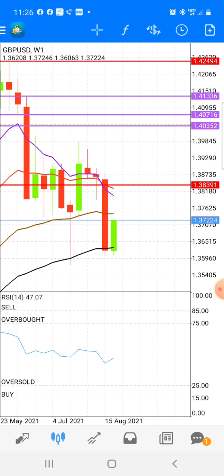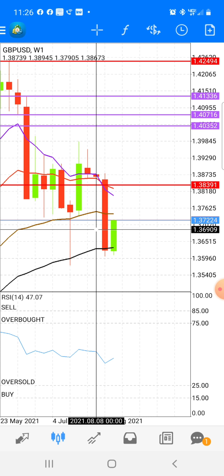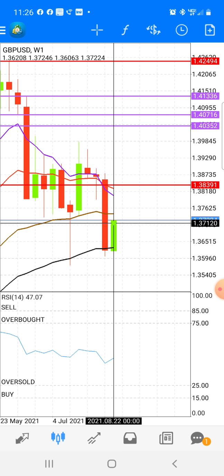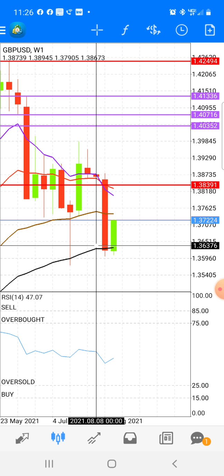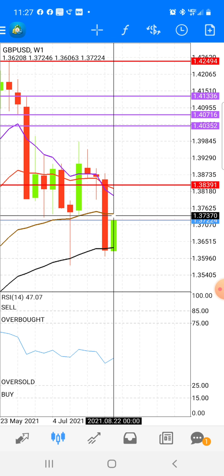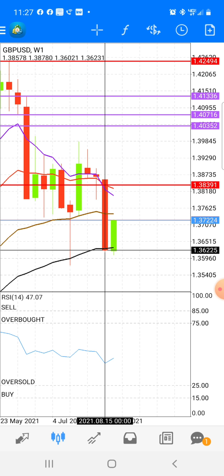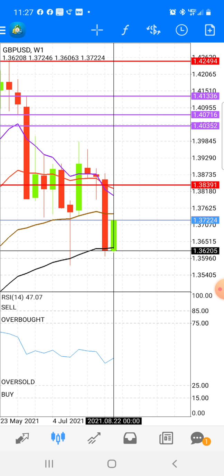But right now, GBP USD on the weekly is what? Playing ping pong between the 50 and the 34. Because look, it came down, touched that 50. What did it do? Shot up. Now what is it going to do next? I don't know, but that can also be another take profit zone.